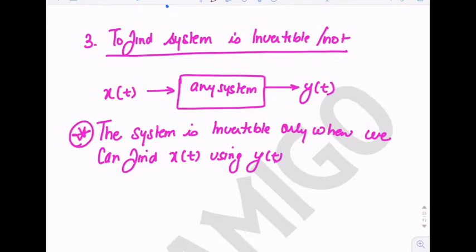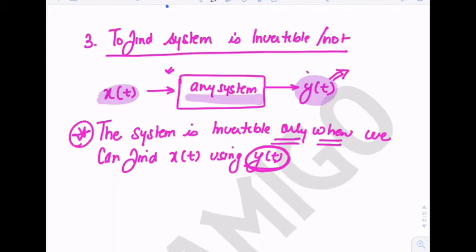This is very important. First of all, you need to understand this. That is, if this is a system where input is x(t) and output is y(t), now this system will be called an invertible system only when, by analyzing y(t), we can find x(t), the input.